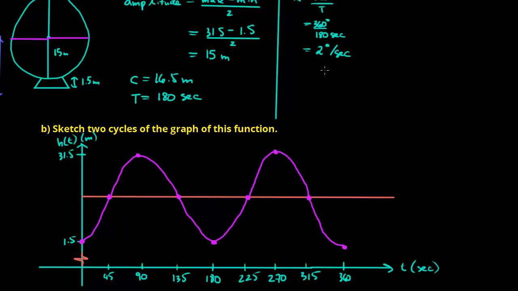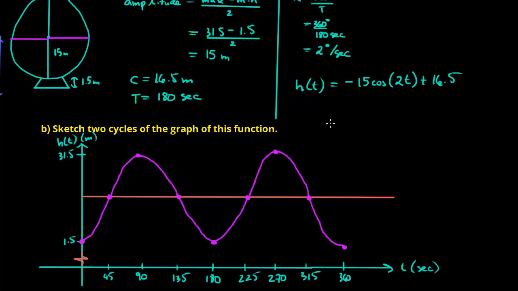So using the cosine function, we'd have that h of t is equal to minus 15, because we've reflected the cosine function, times the cosine of k, which was 2, times t, plus the equation of the axis, which was 16.5. So that's our height as a function of time.